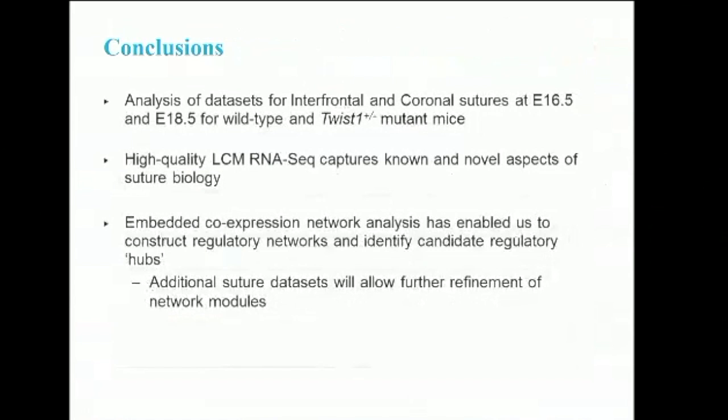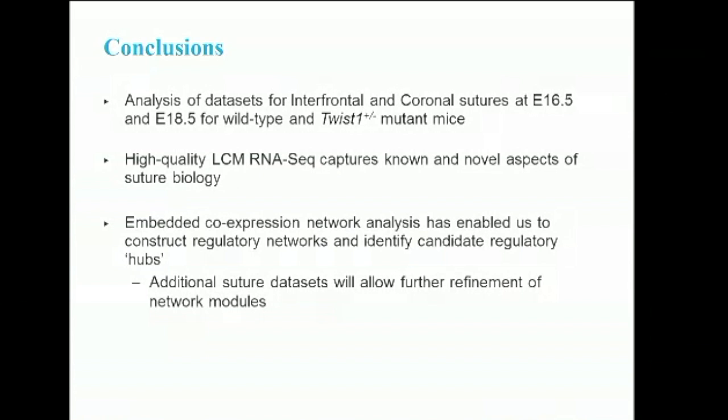So with that, I come to the conclusions. We have done our first analysis of the interfrontal and coronal sutures at different development times. We will also compare wild type and Twist mutant mice. We've shown that with our LCM data, we can capture accurate and novel aspects of suture biology, and we can get very nicely reproducible data of the different suture subregions. I think we've also shown that by starting to do this co-expression network analysis, we can construct interesting regulatory networks and new candidates for hubs in these networks that could have regulatory potential. And with additional suture data sets and maybe also integrating some of the other RNA-Seq data sets generated by the other groups in FaceBase, we'll be able to further define these network modules.